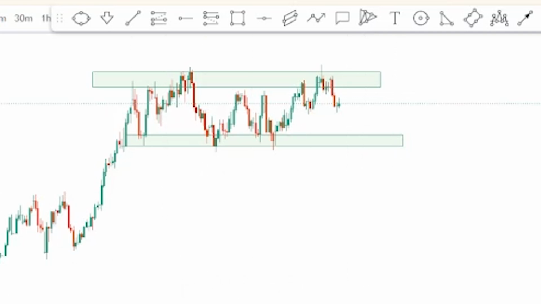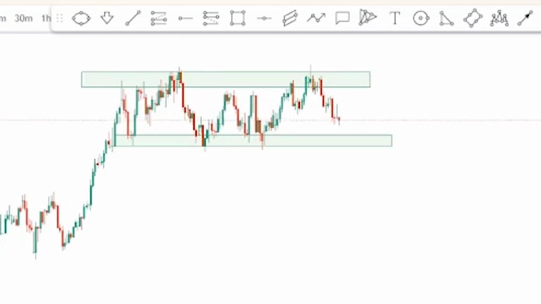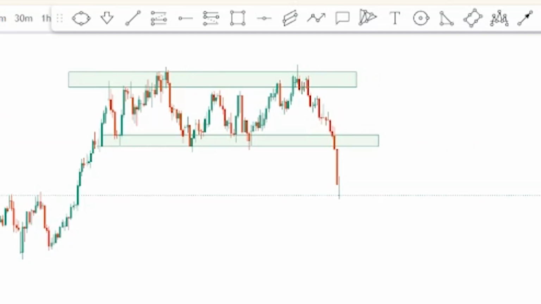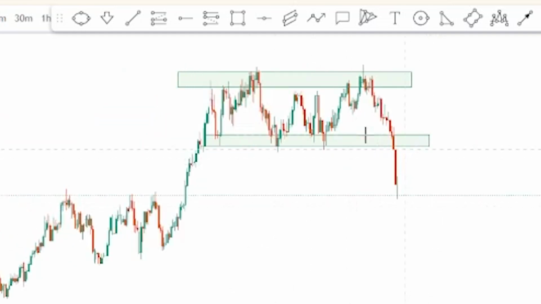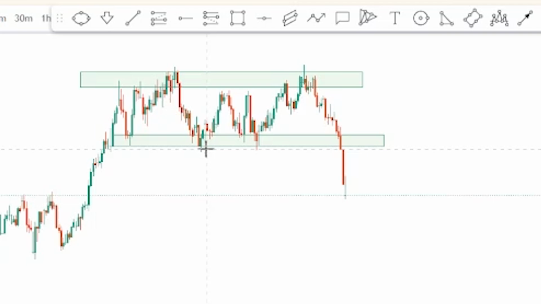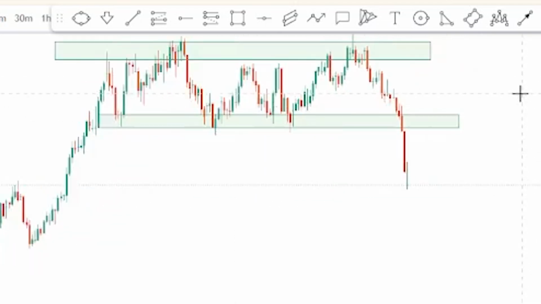Okay, now let's press out and see what happened. The market is moving down. So now we broke from this previous low, which means that we made a lower low because we broke this previous low. Let's see what happened next.